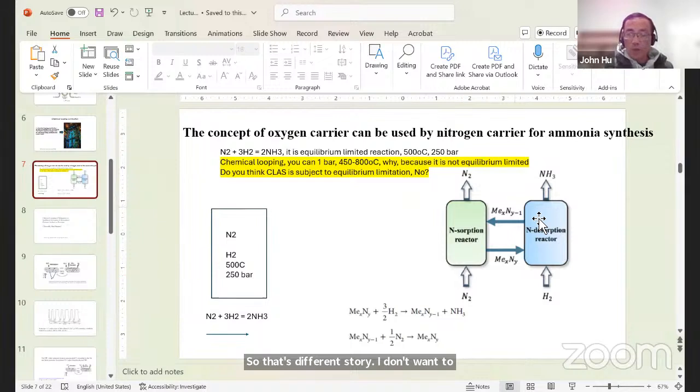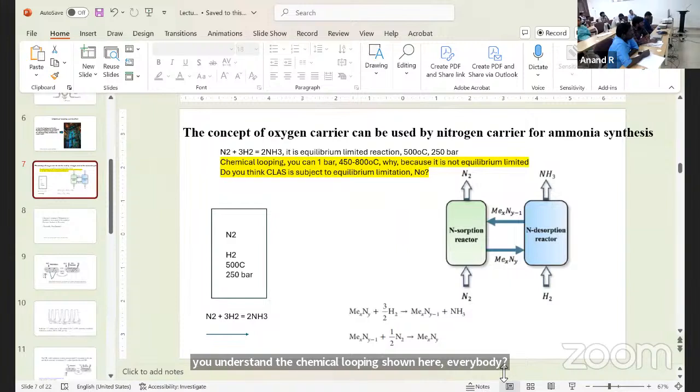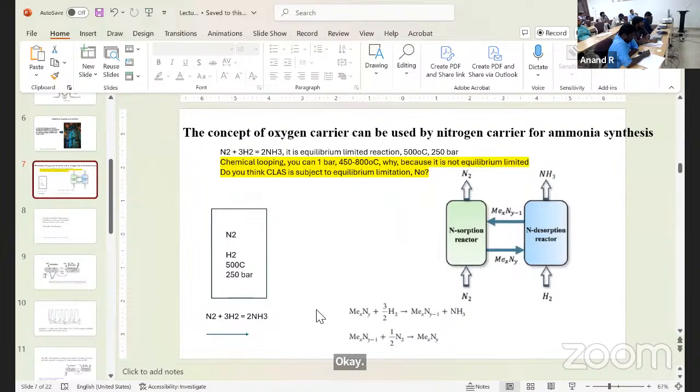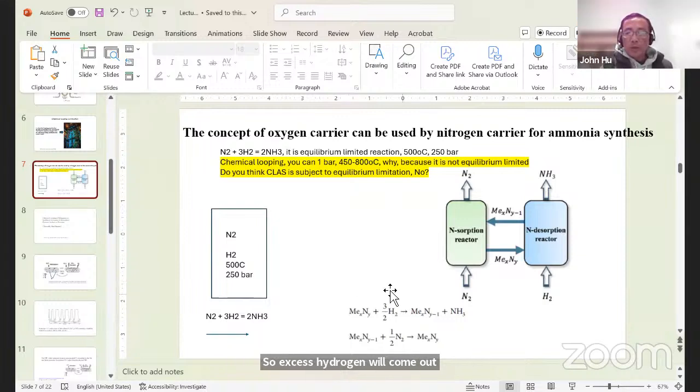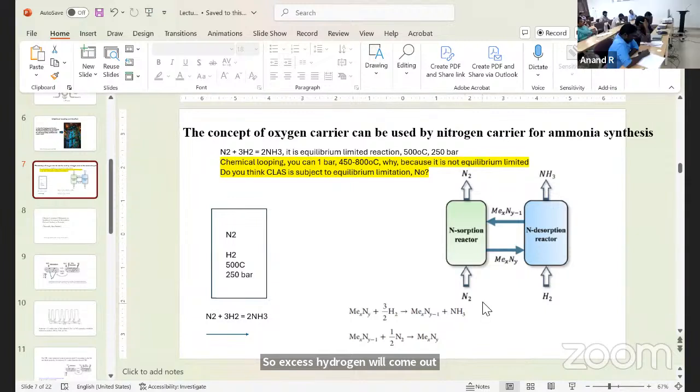Do you understand the chemical looping shown here, everybody? Yes, sir. Here, absorption is fine, sir. Nitrogen is absorbed, and afterwards hydrogen is sent. So what about the conversion rate, sir? Here, nitrogen is captured in step 1, and then nitrogen is reacted with hydrogen. So the excess hydrogen will come out. Well, nitrogen flows in, and excess nitrogen comes out. It's fine. So you flow nitrogen and what comes out is fine.